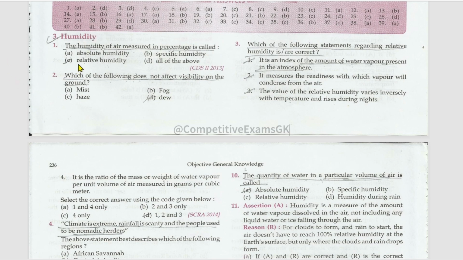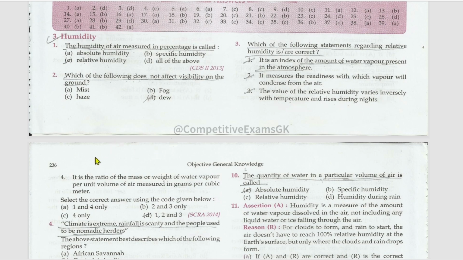Next subtopic is humidity. The humidity of air measured in percentage is called relative humidity. Which of the following does not affect visibility on the ground? That is dew. Which of the following statements regarding relative humidity is or are correct? It is an index of the amount of water vapor present in the atmosphere. True. It measures the readiness with which vapor will condense from the air. True. The value of the relative humidity varies inversely with temperature and rises during nights.